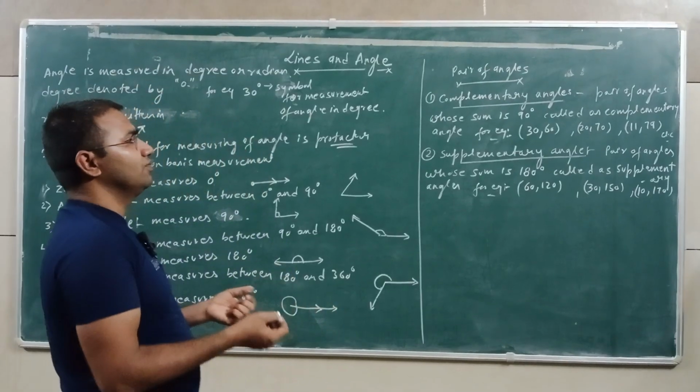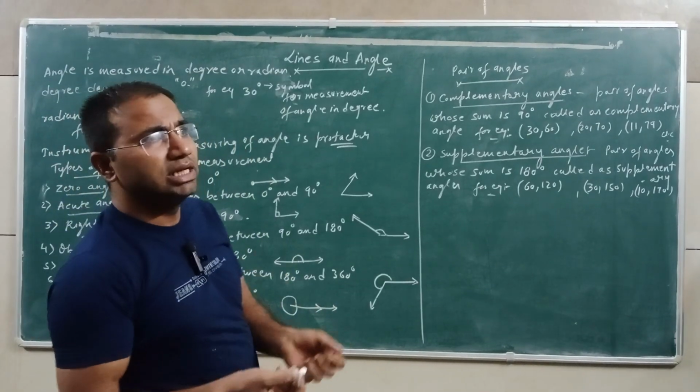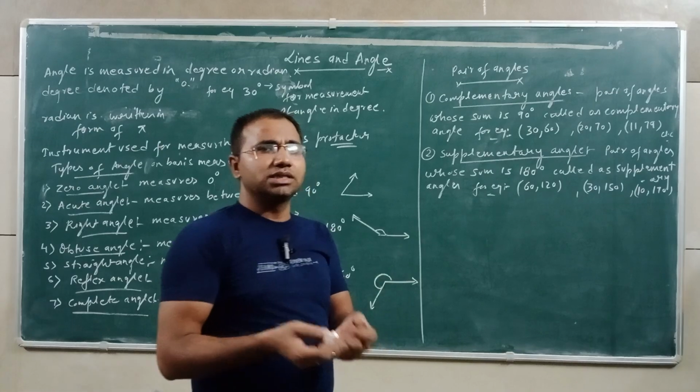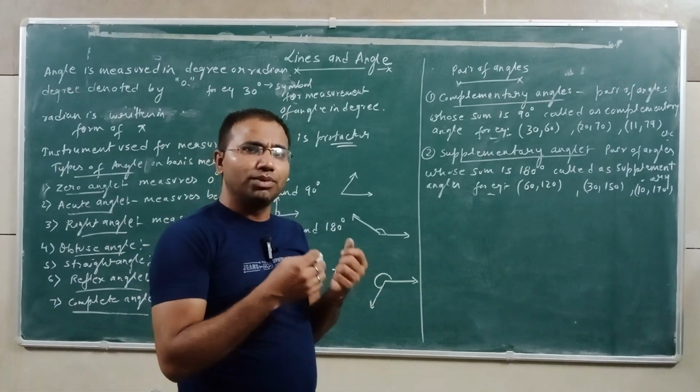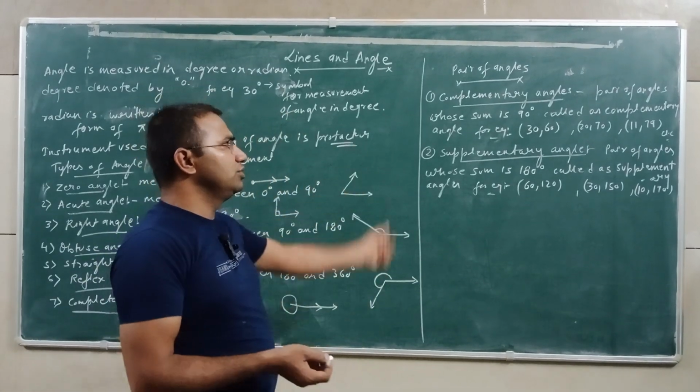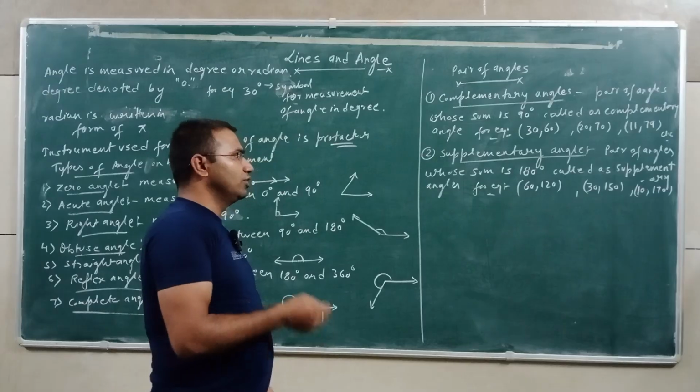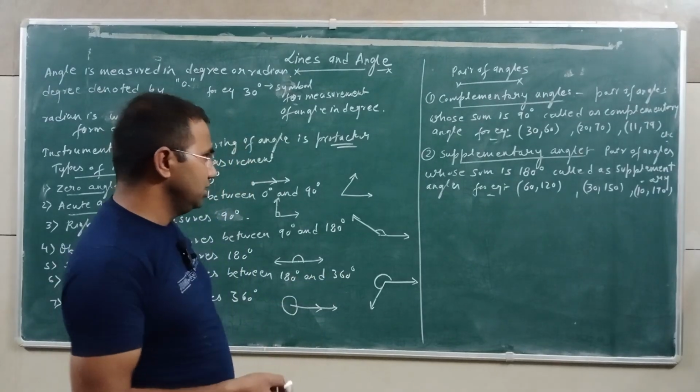Suppose the question is, find the complement of 10 degree. So what you will write? 90 minus 10, 80 degree. So 80 degree will be the complement of 10 degree. In this way you can tell what is complement and what is supplement.